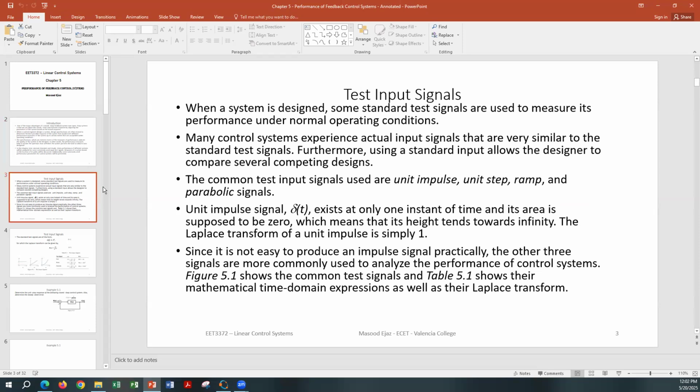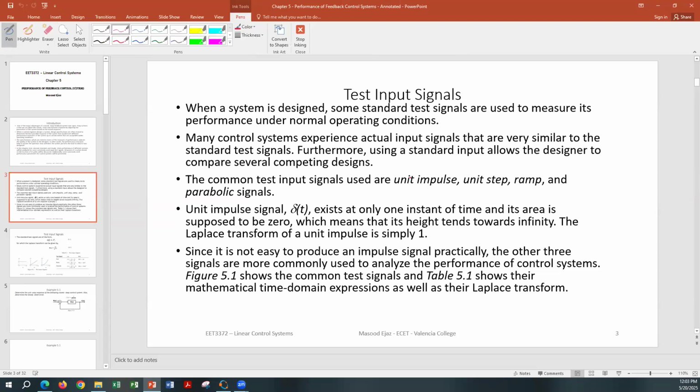So first, what type of test input signals do we use? So far, we've been using mostly the unit step function. We're going to broaden our range of signals, and many control systems experience actual input signals that are very similar to the standard test signals. Furthermore, using a standard input signal allows the designer to compare several competing designs. The common test input signals we are using: the first one, unit step. We have not used unit impulse so far. Ramp input we have not used, and parabolic signal we have not used.